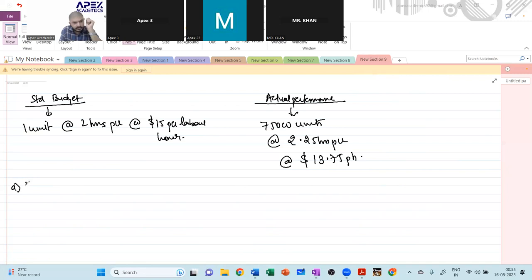Calculate actual cost, normal cost, and standard cost. Now you solve this in front of me. You tell me what into what I will write. If you answer this correctly, you have understood. Otherwise, this concept is blocked in your head. You need to give it a rest and do it after 1 or 2 days.